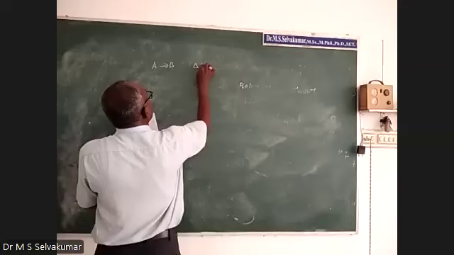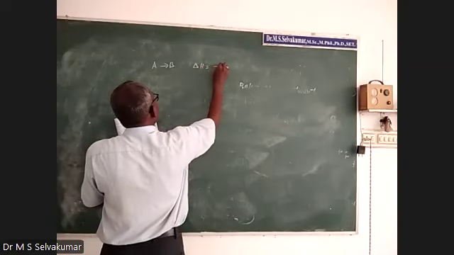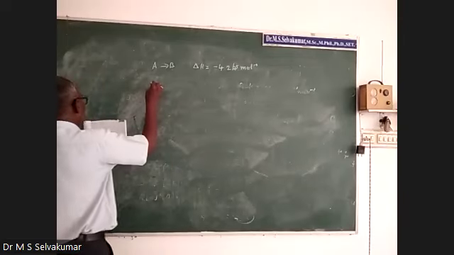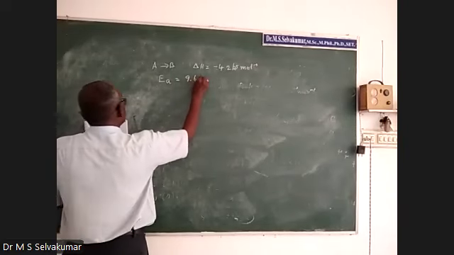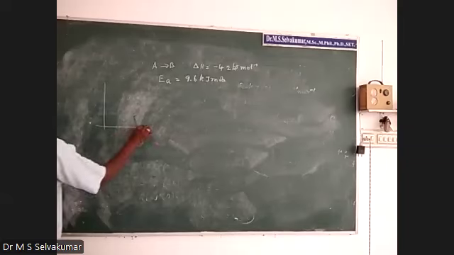For a reaction A to B, the enthalpy of the reaction, delta H, is minus 4.2 kilojoule per mole. The enthalpy of activation, that is Ea, energy of activation, is 9.6 kilojoule per mole. Then 4 graphs are given. Which is the correct one?